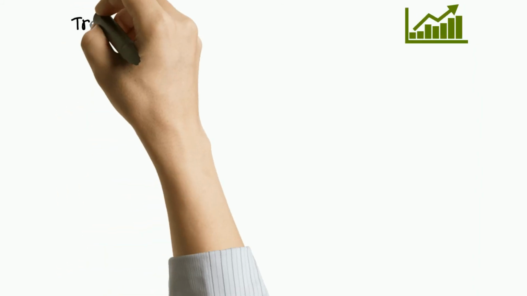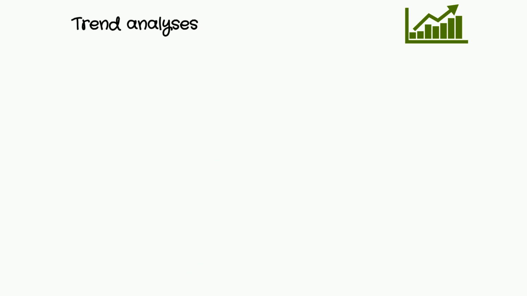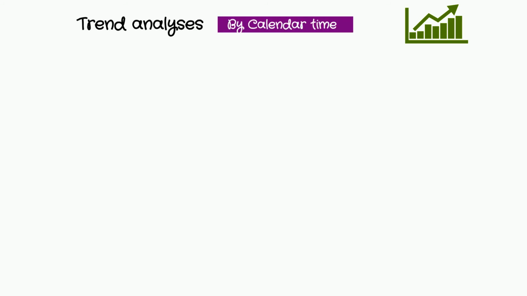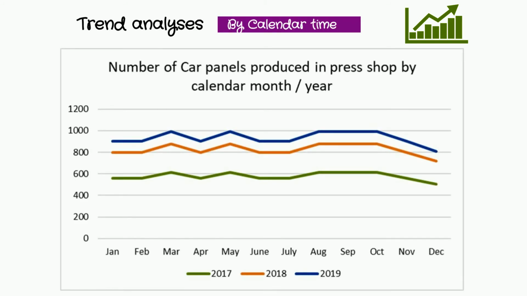The second broad category of descriptive analysis is trend analysis. One variety of that is vintage analysis, where we look at equivalent batches by time since an event. Example, average number of outputs by days since day of input into the press shop shown for the last 3 years. The distribution has become more normal with smaller spread as the press shop may have deployed more heavy machinery recently. We can also look at trends by calendar months or years. Example, there is some production decline due to seasonality in December.